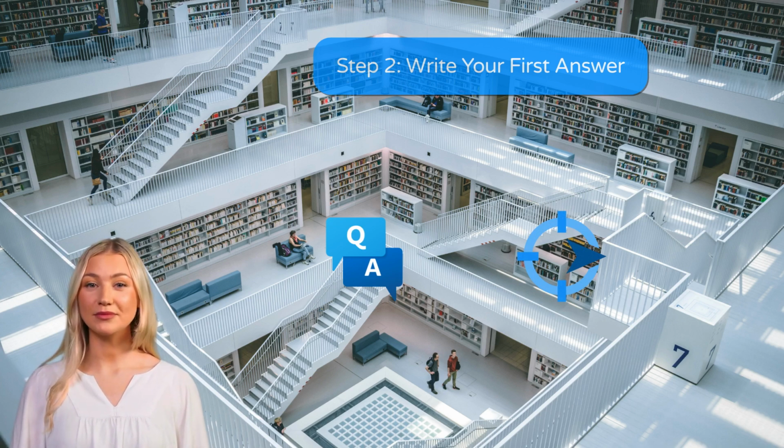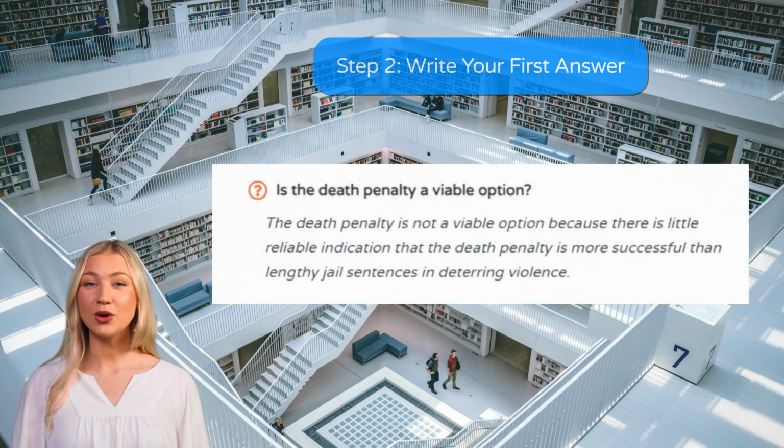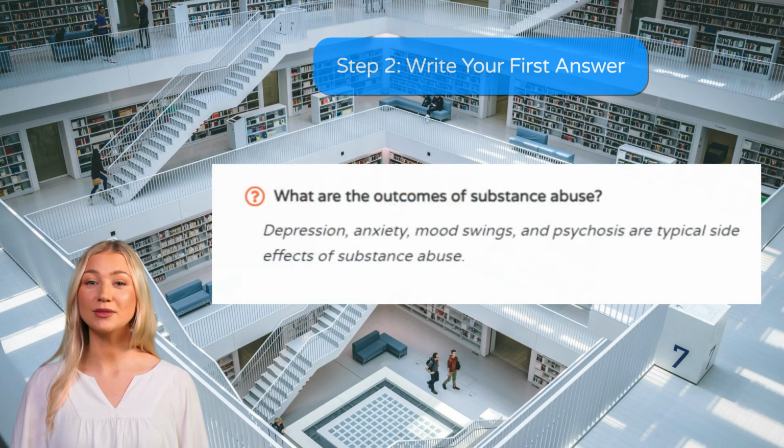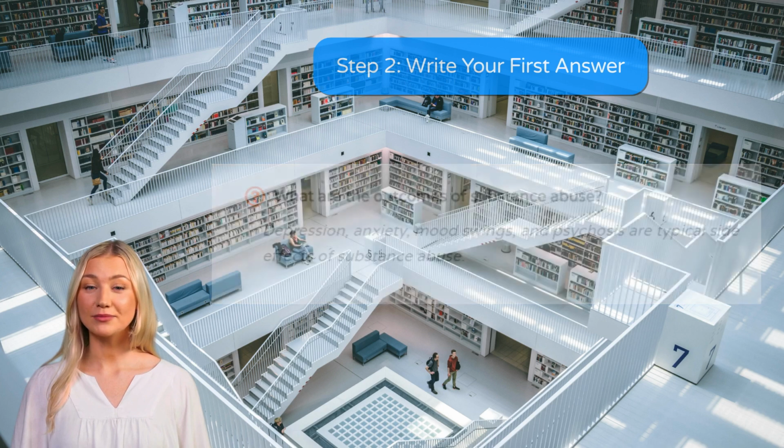For example, in the argumentative question we just talked about, we can say that the death penalty is not a viable option because there is actually little evidence the death penalty deters violence. This would be the main argument of your essay. Or, for our expository essay question, what are the outcomes of substance abuse? We can say that it leads to anxiety, depression, or psychosis. This would create the main point of the whole essay.